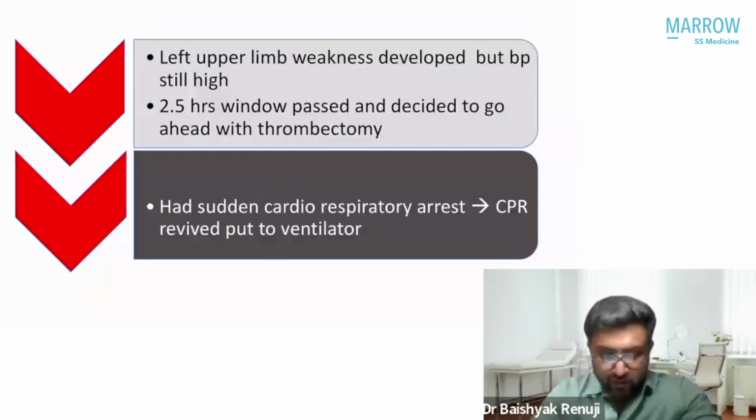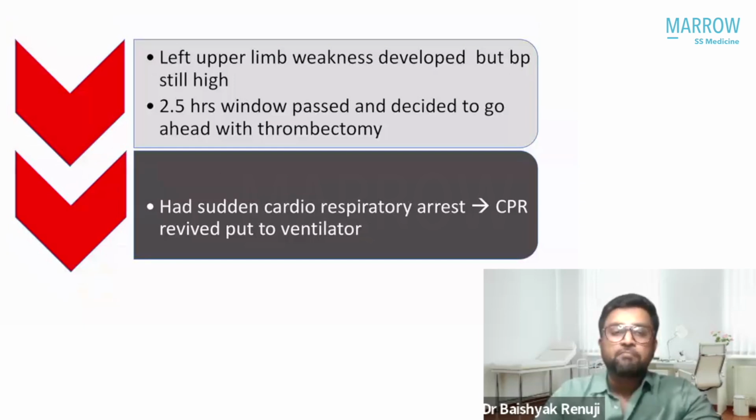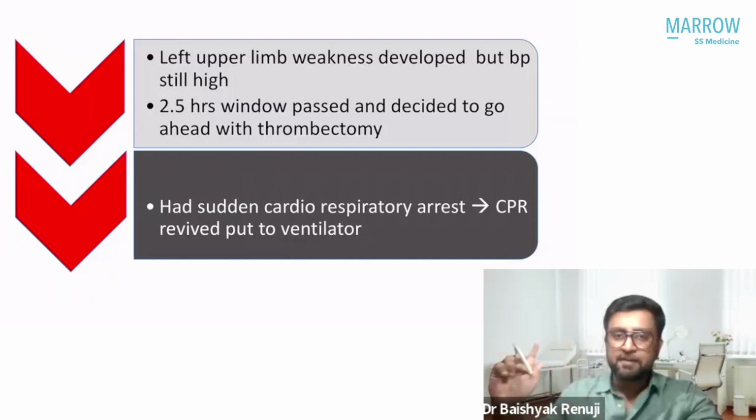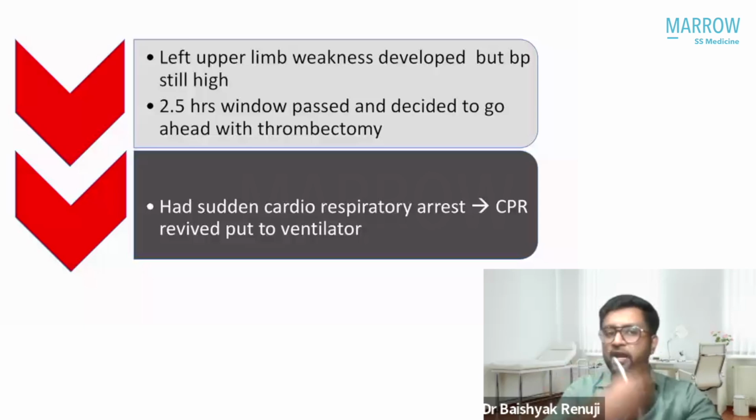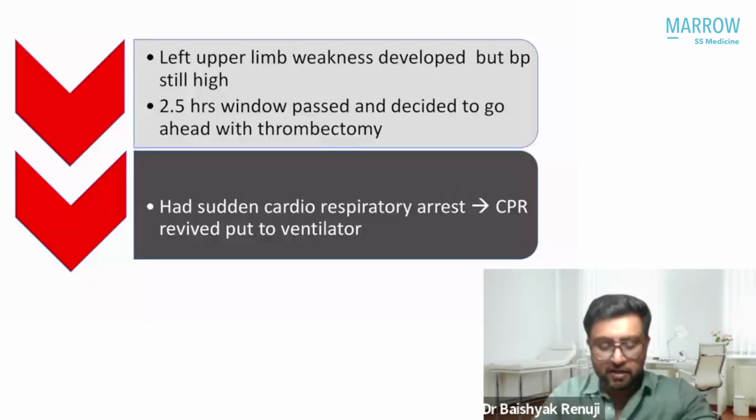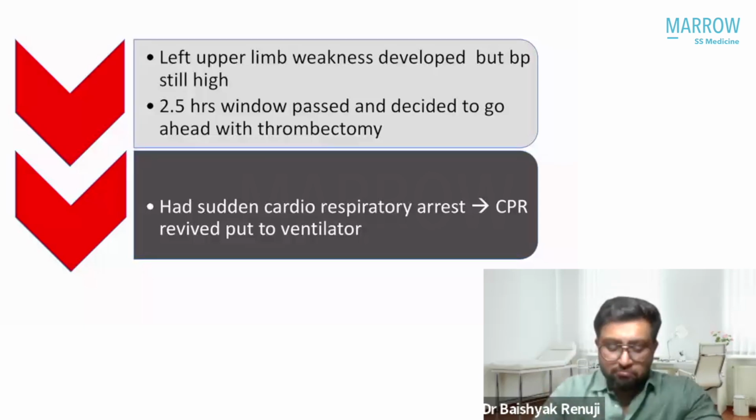Time was slipping away and he developed left upper limb weakness, but BP was still high. Till now he didn't have weakness. Now he had left upper limb weakness. He had rightward gaze paresis previously. That rightward gaze paresis localized to the right side of the pons. The left upper limb weakness also localizes there. Then the window passed again, 1 hour passed, 2.5 hours passed.